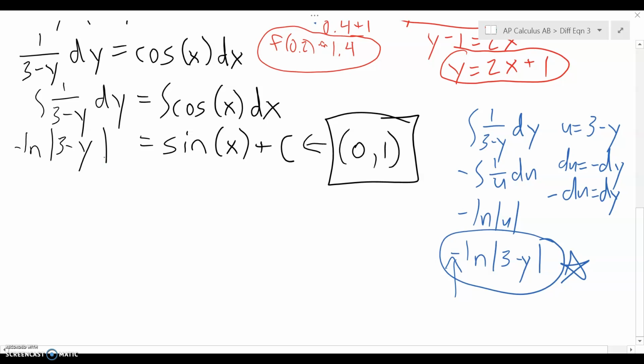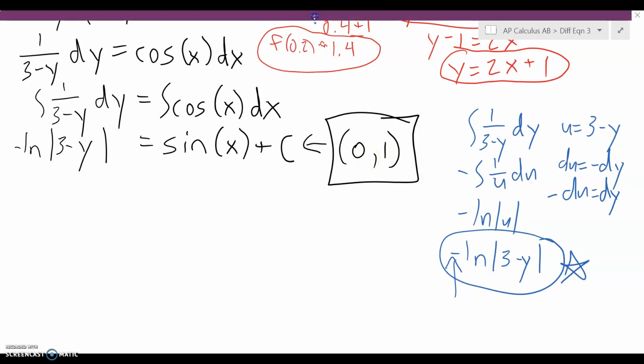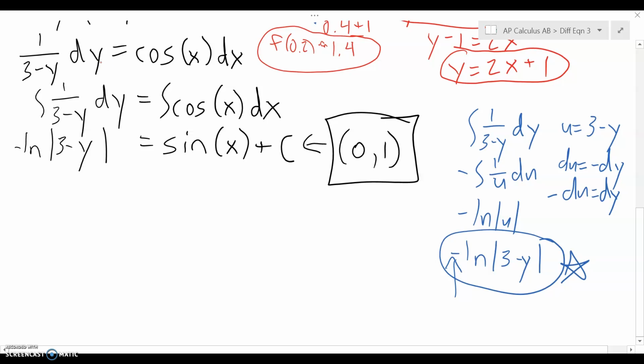Now what we need to do is actually find c. So I'm going to take my 1 and I'm going to plug it in for y, and I'm doing red on this step. And I'm going to take my 0 and plug it in for x. I'm going to figure out what c is. Sine of 0, that's nice, that's 0. So I get c all by itself.